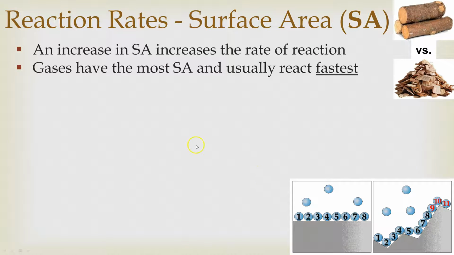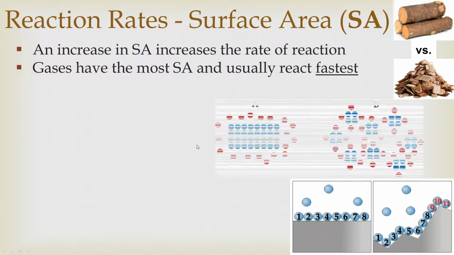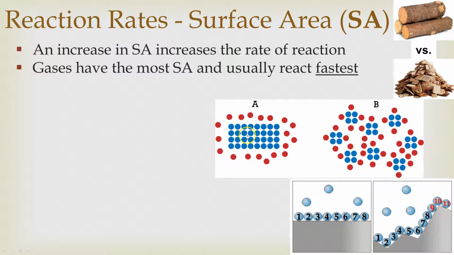Gases have the most surface area since they're all diffuse and in the air. Those are the ones that usually react the fastest. Here would be something that's in solid, here would be something that's in liquid, and in gas, you're just going to have those individual particles.